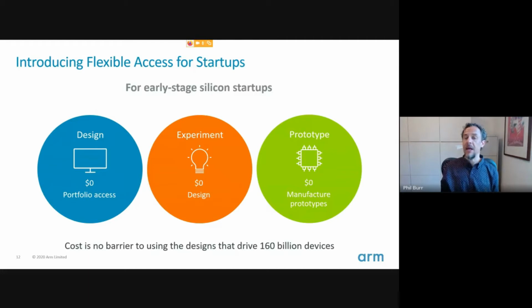really there to help startups get started in their early phases, and to attract funding, and to prove technology and ideas, and to pivot, and experiment in those early phases. And this is giving access to that technology that powers those 160 billion devices.